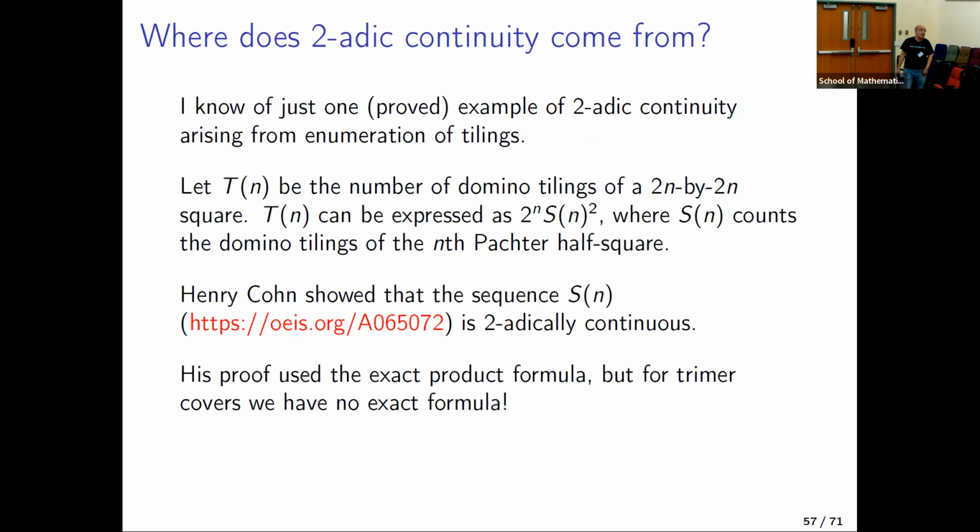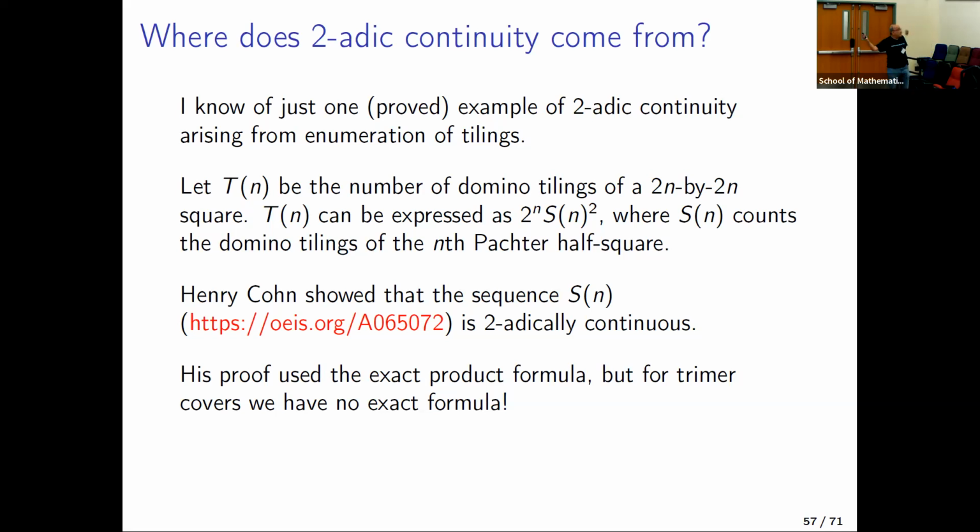Well, I know of just one proved example of two-adic continuity in the tilings literature, and that's a result of Henry Cohn. Let T of n be the number of domino tilings of a 2n by 2n square. As one of the earlier speakers remarked, you can write this as 2 to the n times the square of s of n, where s of n is the number of domino tilings of the nth Pachter half square. So Henry Cohn showed that the sequence s of n is two-adically continuous. And how did he do it? He used the exact product formula that you get for the number of tilings of a 2n by 2n square and the related product formula for the number of tilings of Pachter's region.